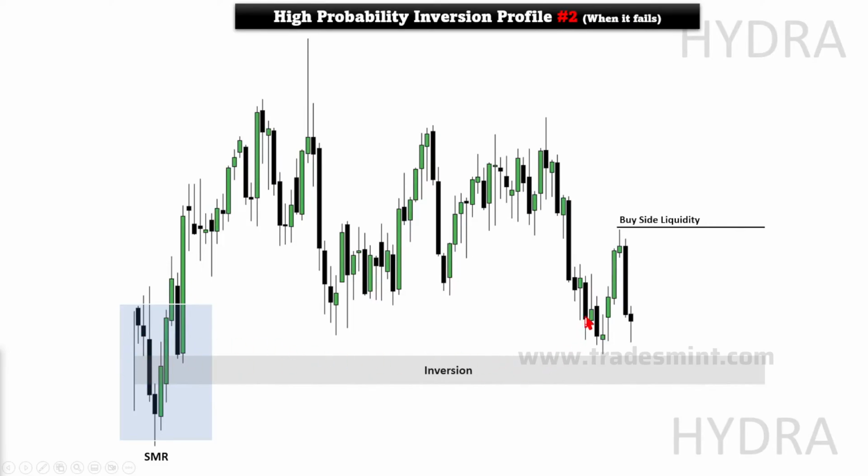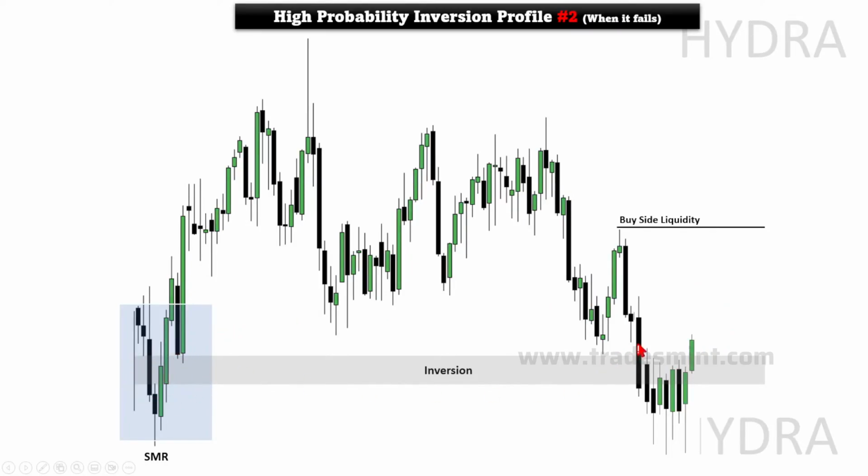Now we wait for price to close the candle's body here, right? Did price close the candle's body below here? Yes, it did. And now look at that. In this one, price is failing. Price did close the candle's body below here, but price is reversing now. So when price reverses, now I'm going to teach you how to take trades when this inversion fails.